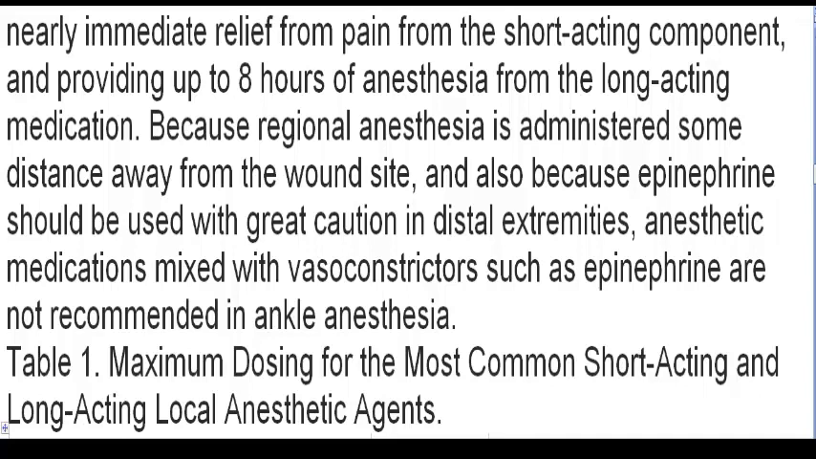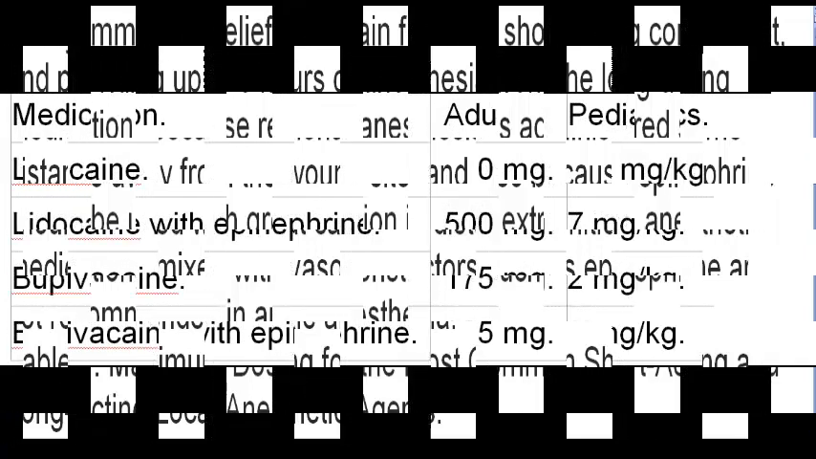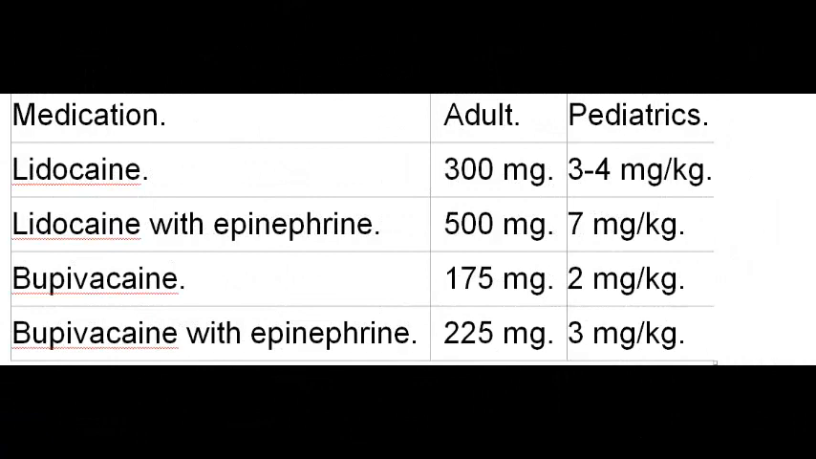Table 1. Maximum dosing for the most common short-acting and long-acting local anesthetic agents. Medication. Adult. Pediatrics. Lidocaine. 300 mg, 3-4 mg/kg. Lidocaine with epinephrine. 500 mg, 7 mg per kilogram. Bupivacaine. 175 mg, 2 mg per kilogram. Bupivacaine with epinephrine. 225 mg, 3 mg per kilogram.